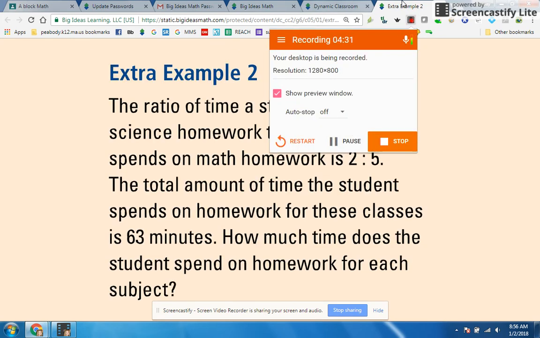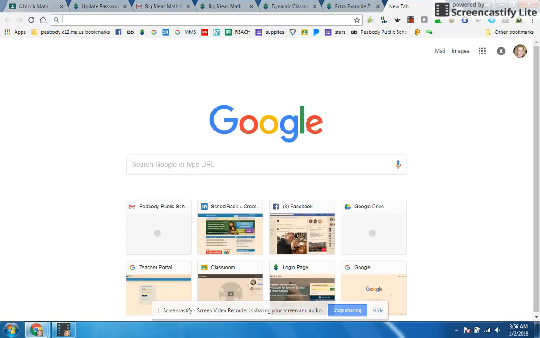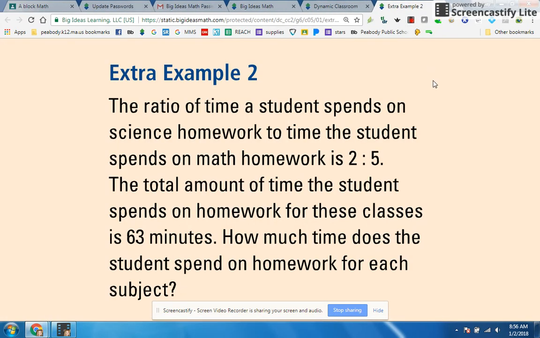All right, let's see if you can do this one. So it says the ratio of time a student spends on science homework to time the student spends on math homework is 2 to 5. The total amount of time the student spends on homework for these classes is 63 minutes. How much time does a student spend on homework for each subject? So you're going to start by doing a tape diagram. 2 rectangles to represent science and 5 rectangles to represent math. Count how many total rectangles you have and do 63 divided by that number, and write the answer in the boxes and then see if you could figure it out. Okay, so try this one.